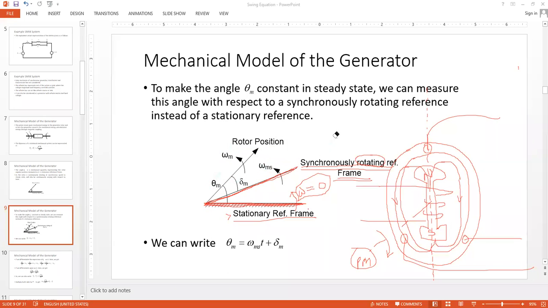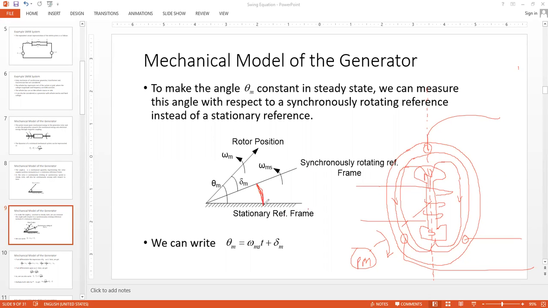Because one is absolute value, another one is relative position, relative value. So simply we can take help of this diagram over here. So we can simply write, if you see that this bigger angle over here is theta m, so theta m should be some delta m plus something else.